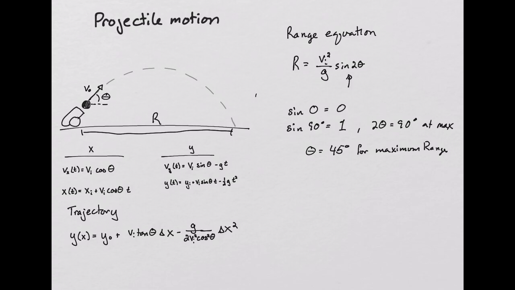These two equations, the trajectory equation and the range equation, are useful equations to use when solving some projectile motion problems.